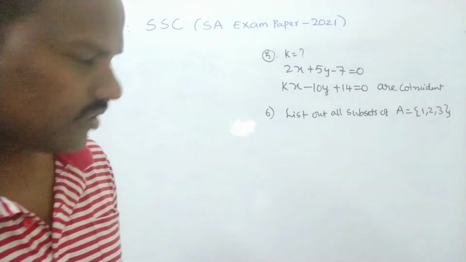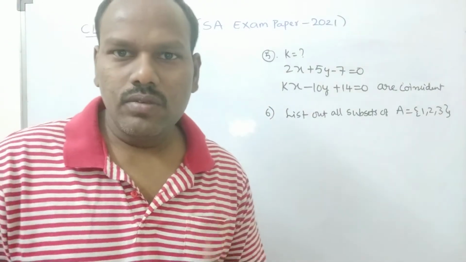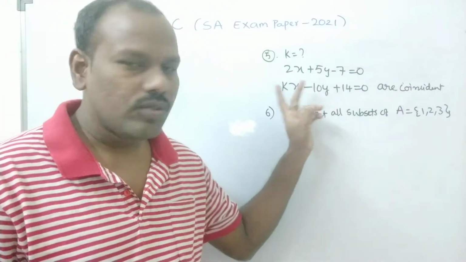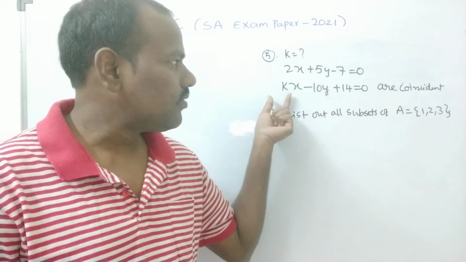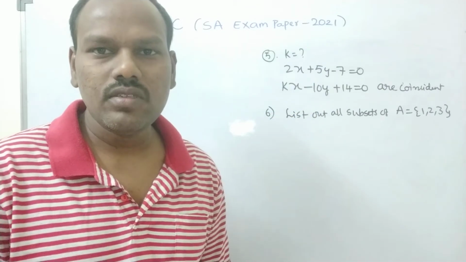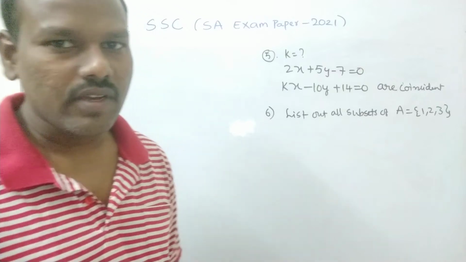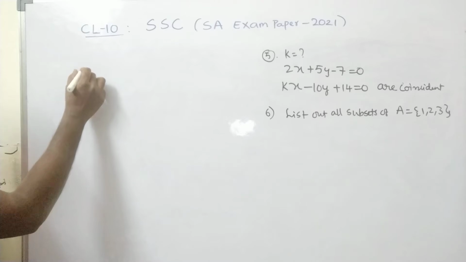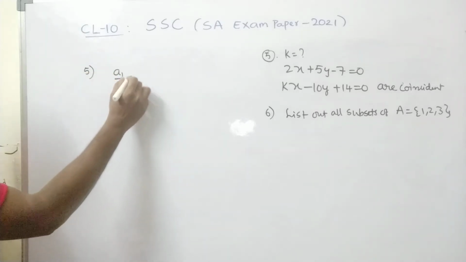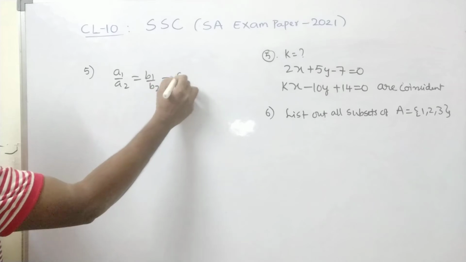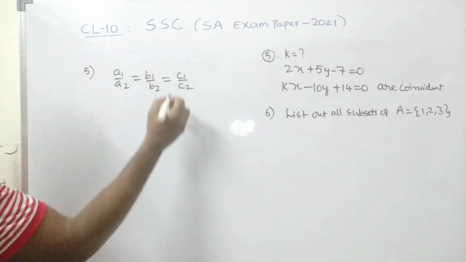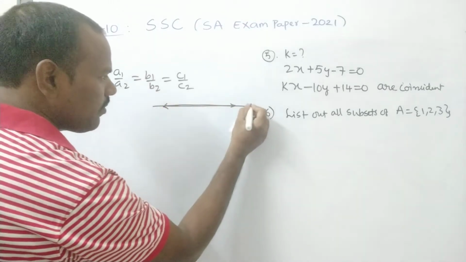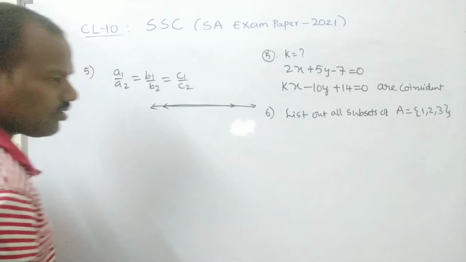Next. We have a pair of linear equations, and the two lines are coincident lines. For what value of k will both the linear equations become coincident lines? That we have to find. So we know very well, if two lines are coincident, we have the condition a1 by a2 equal to b1 by b2 equal to c1 by c2. Coincident lines are also called dependent lines. The second line will completely depend on the first line. So these two are called coincident lines.